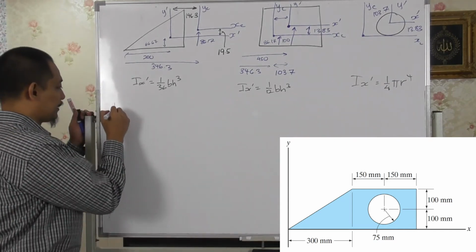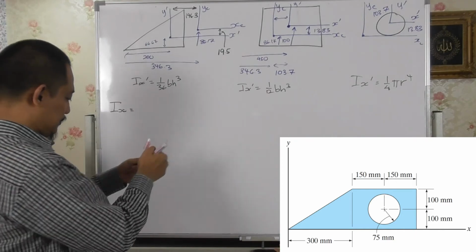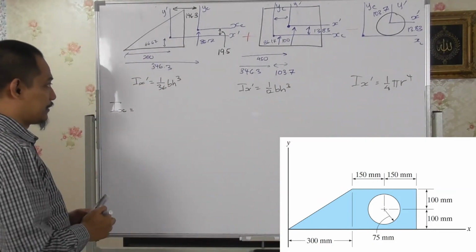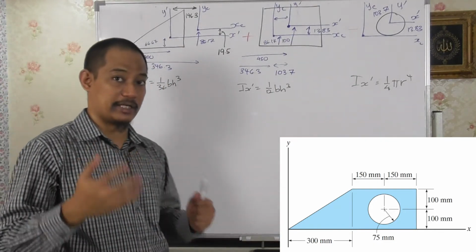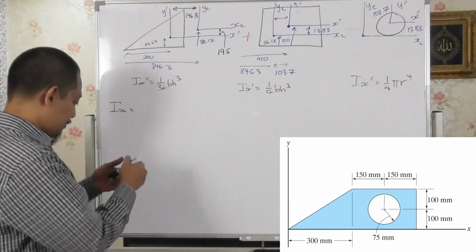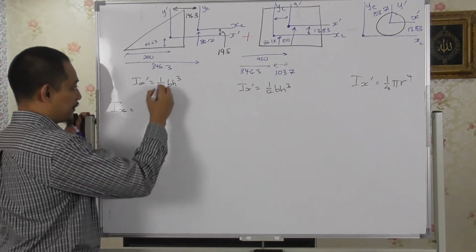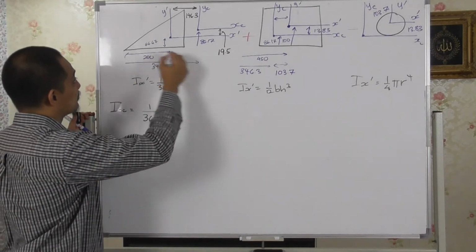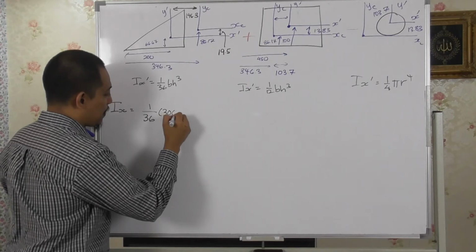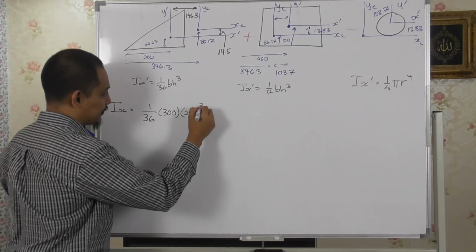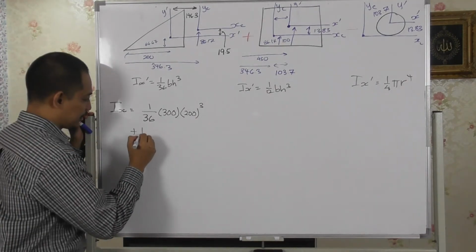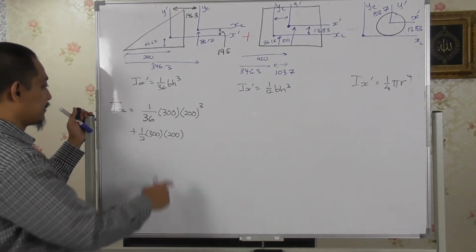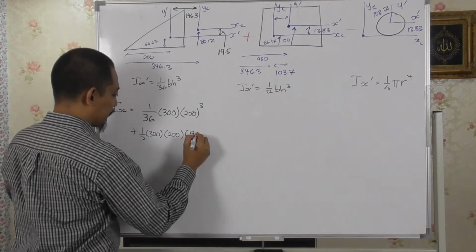Now, to calculate Ix, again, what we have is this triangle plus this rectangle minus the circle, right? And then for everything, Ix equals Ix prime plus A dy square, right? So the triangle Ix prime, which is 1 over 36, B is 300, H is 200, then cube, plus area, which is half times 300 times 200, the area of the triangle, and then dy square, which is 19.5 square.